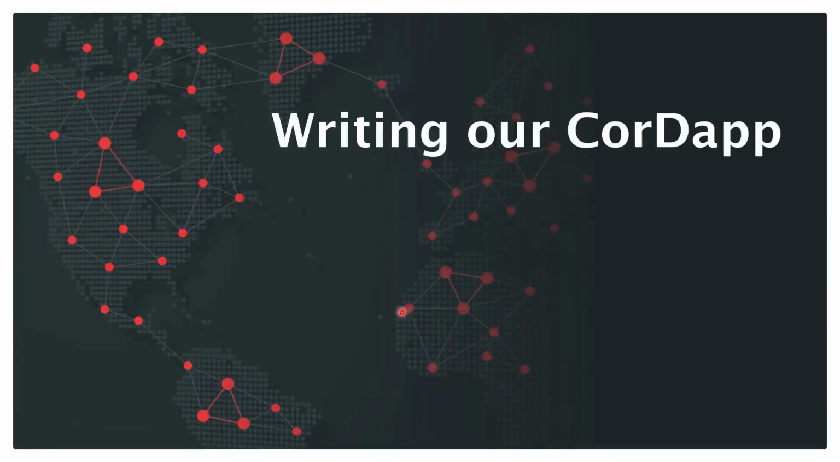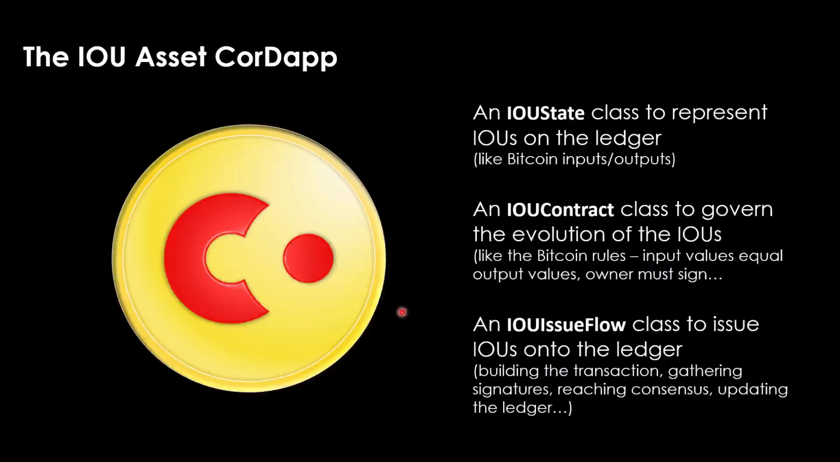Let's discuss writing our Corda distributed application, or CorDapp. We're going to write a CorDapp for an IOU asset. This is a good asset because it's obviously an asset of value. It can be traded between companies or individuals, and we don't think about them a lot. An IOU asset is actually a promissory note, but the name here is a lot shorter than promissory note, so IOU asset is fine.